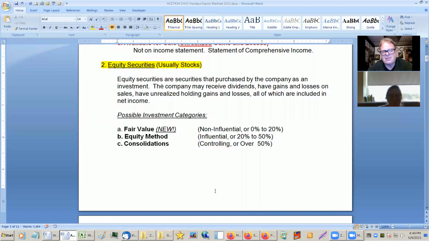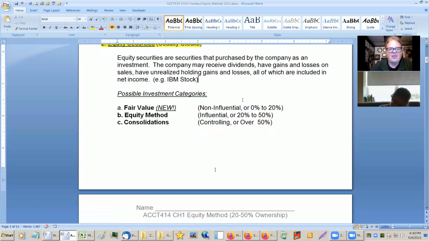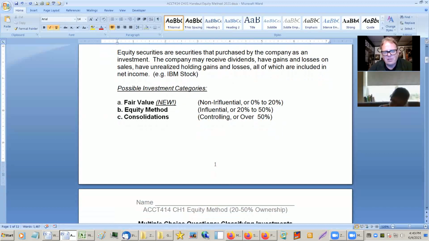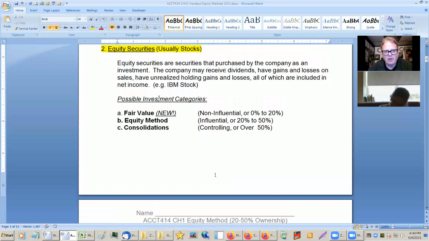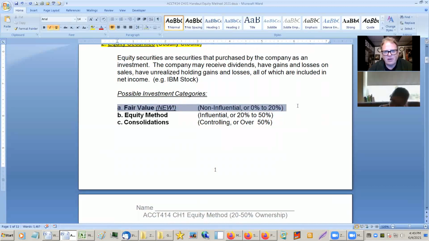So these are equity securities, basically stock. So if you buy IBM stock, that is an equity security. And there's basically three different categories for these. There is the fair value method. And this is kind of like we did for debt securities.